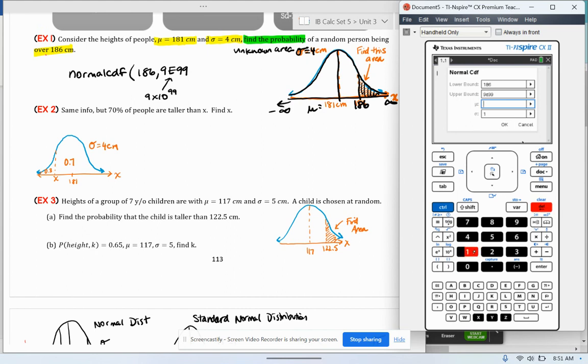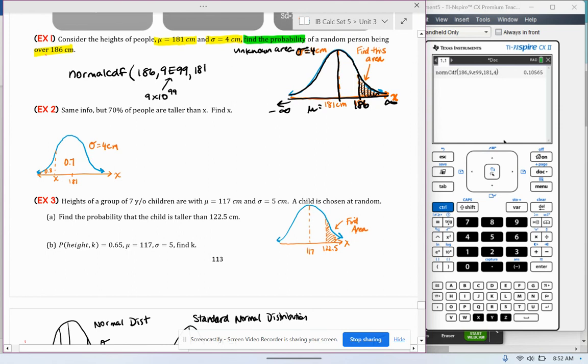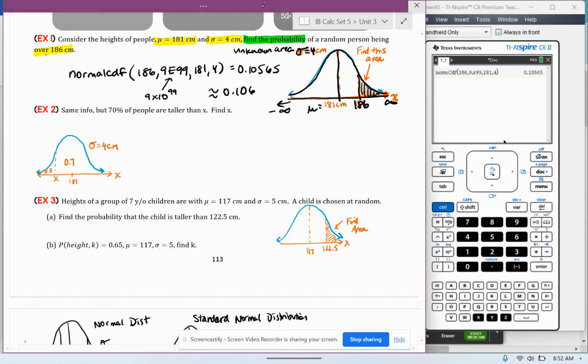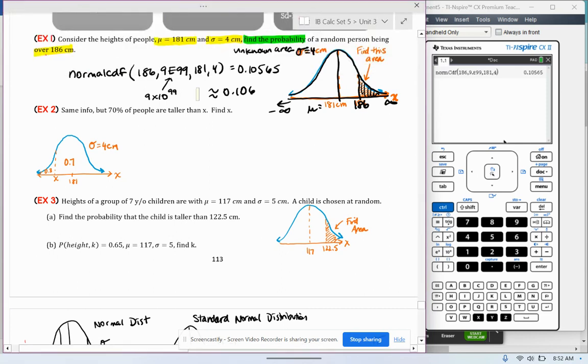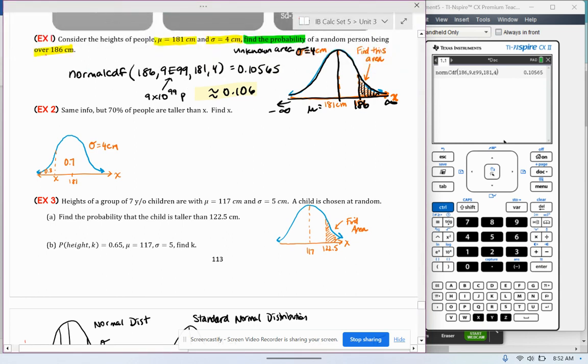The mean is given as 181. The standard deviation is given as 4. I hit OK. The probability that we're looking for is 0.10565. I'm going to round that to 3 sig figs. And here we go. That is the probability of a random person being over 186 centimeters. And the way you would write that is x is greater than 186.